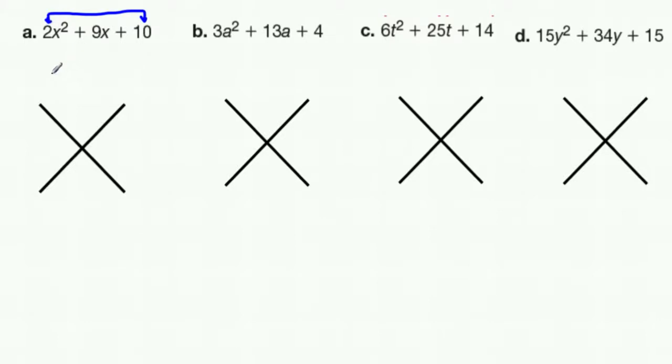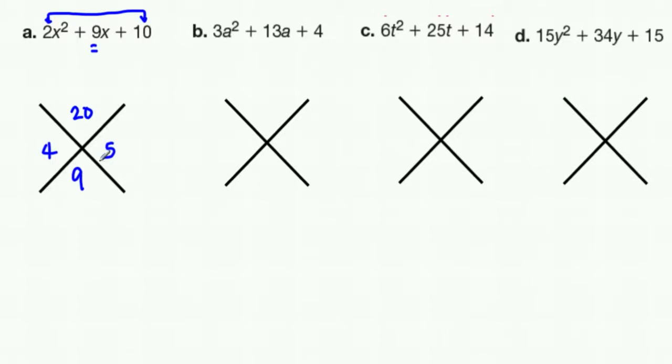So the coefficient would be 2. The coefficient of your quadratic term, that's your quadratic term because it is raised to the second power. So the coefficient of your quadratic term, multiply it with your constant. 2 times 10 will be 20. Okay, and the coefficient of your linear term, which is this one, would be 9. Put it here. So we simply find two factors of 20, which will add up to 9. That will be 4 and 5.